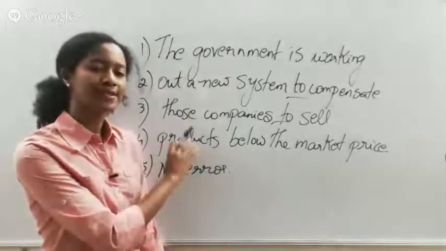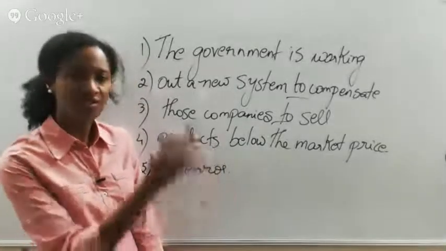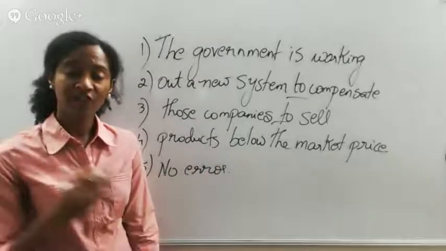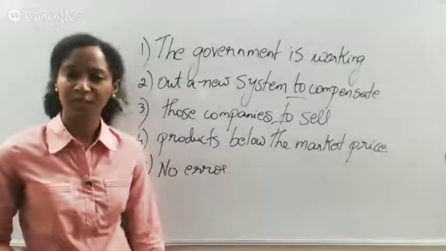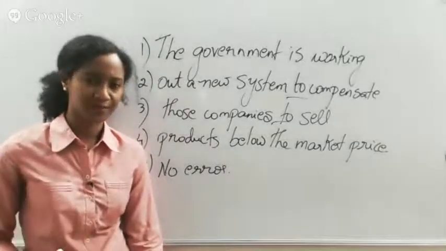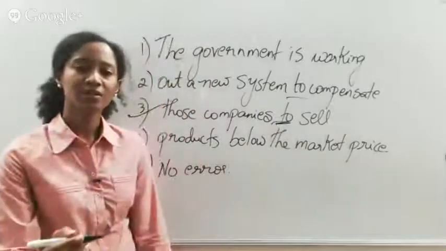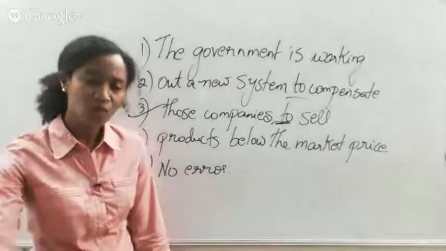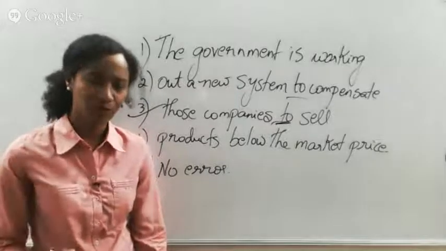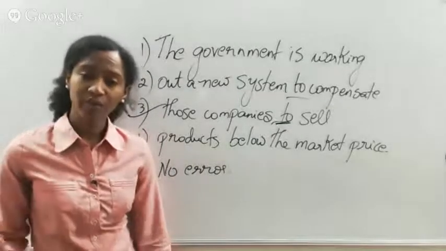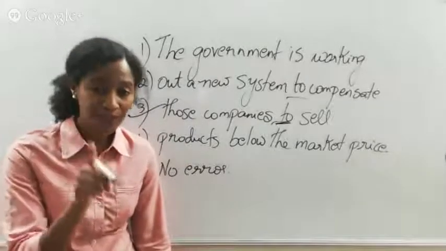Now let's go back and see, is there any preposition which is giving me an incorrect meaning? The government is working out a new system to compensate the companies. Which companies? The companies that sell products below the market price. So what do you need to change? Where do you think the error is? Part 3, right? Why would the government compensate to sell? It's compensating those companies that are selling below the market price. So this needs to be replaced with which relative pronoun? Are we talking about all the companies, or are we limiting, saying only those companies that sell below the market price? We are limiting the information.